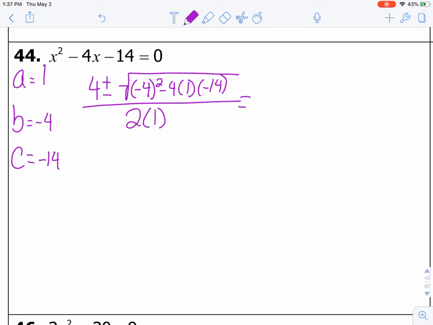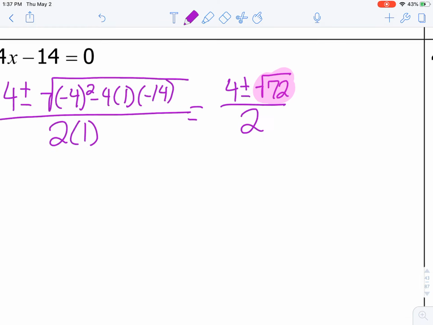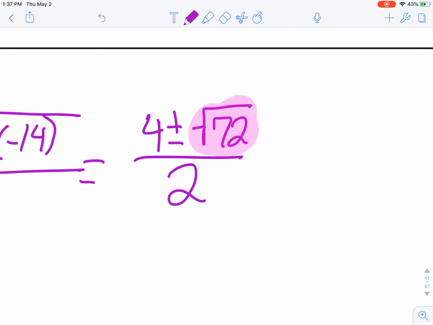So we have 4 plus or minus. Let me do the math on the inside because I definitely did not do it beforehand. Negative 4 squared minus 4 times A times C plus or minus the square root of 72 all over 2. If I type this in my calculator, it does not break down perfectly, okay? It's going to give me an ugly decimal. So this is why I spent this time factoring those out.